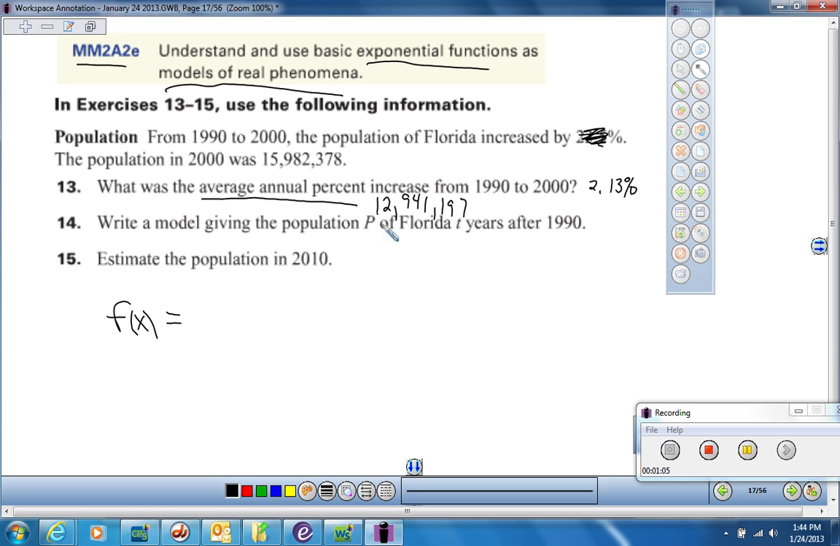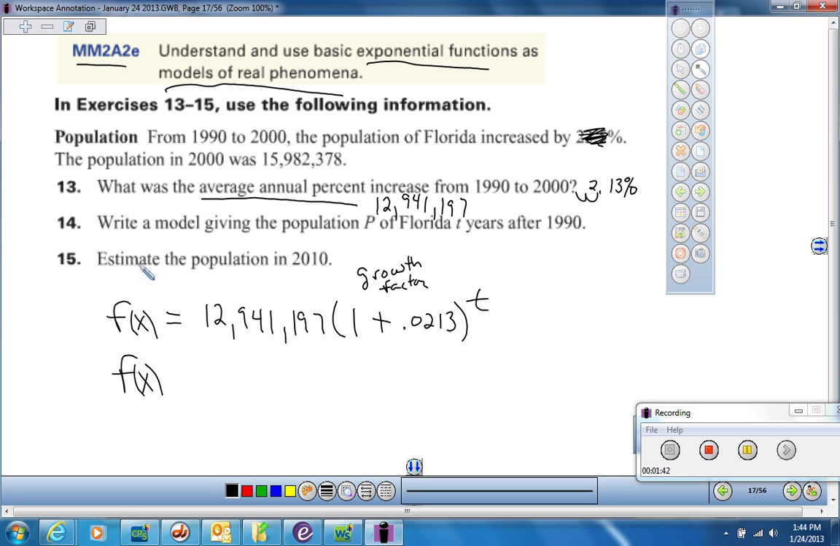Alright, so this was our starting population. Okay, and then our population's increasing by 2.13% every year. And so what we'll end up doing is having 1 plus, now remember we're going to convert this to a decimal, 0.0213. So this would be our growth factor. Now you don't have to list that, but that's how much it's growing. So that's going to be our growth factor, and then we'll use t as our variable for the number of years. So let's clean this up just a little bit.